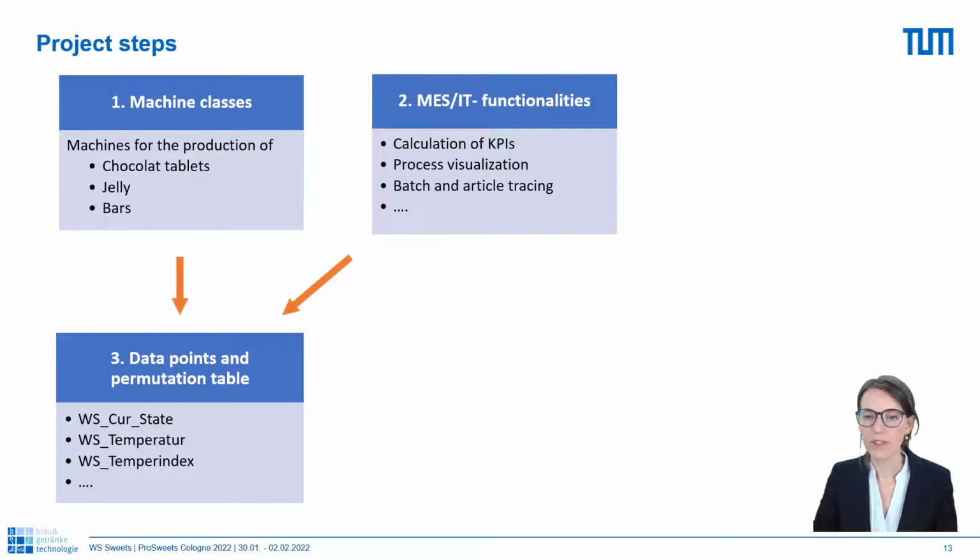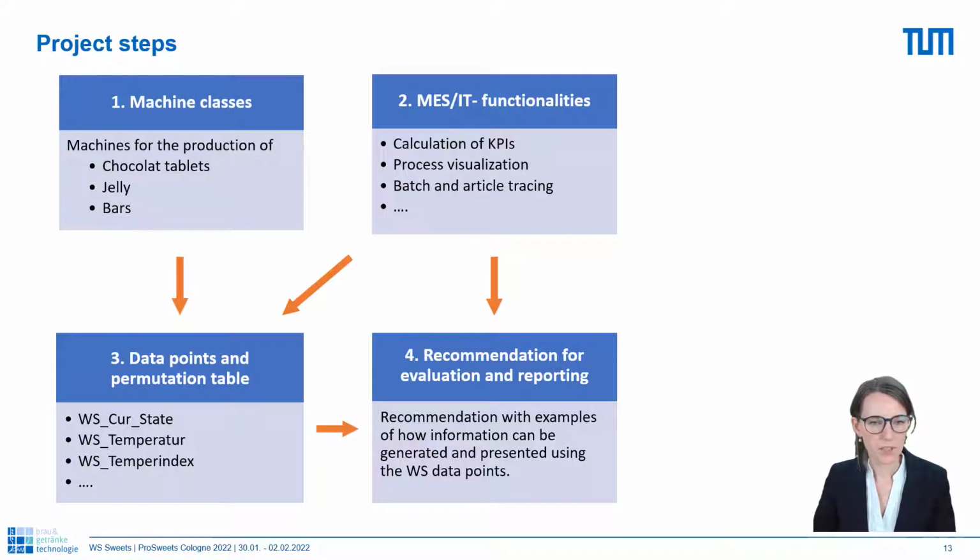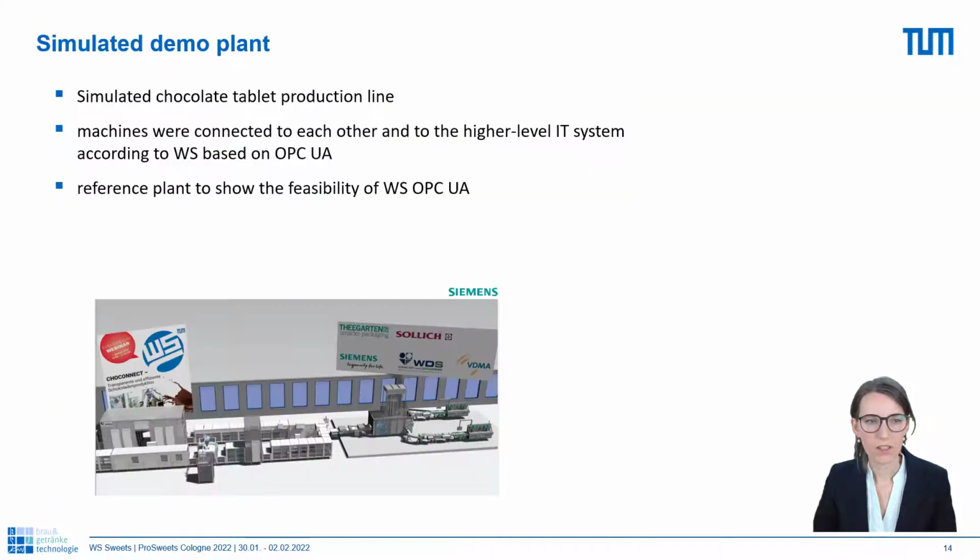From these two things we were able to derive the relevant data points for each machine and also create the permutation table, what I formerly showed as the data point machine assignment. And from this we can now write our recommendation and evaluation PDF document. This is the recommendation with examples of how the information can be generated and presented using the WS data points. That's it from my side.